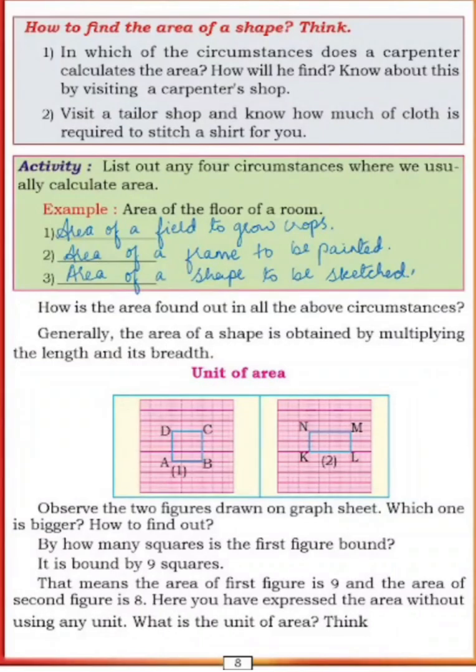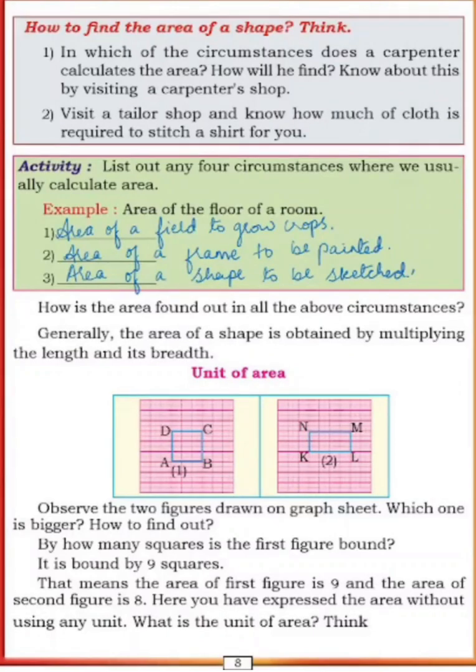How is the area found out in all the above circumstances? Generally, the area of a shape is obtained by multiplying its length and its breadth. Unit of area. Observe the 2 figures drawn on a graph sheet. Which one is bigger? How to find out? By how many squares is the first figure bound? It is bound by 9 squares. That means the area of the first figure is 9 and the area of the second figure is 8.